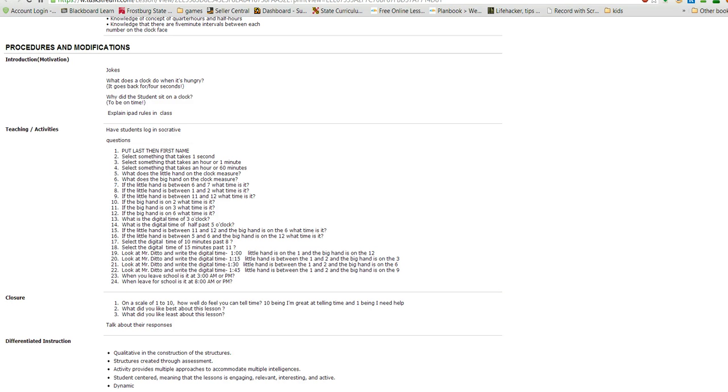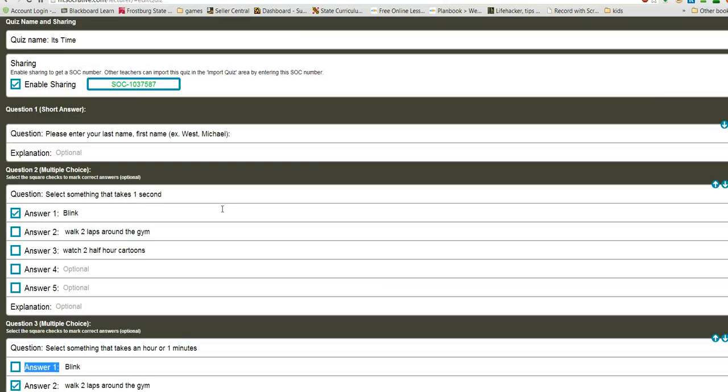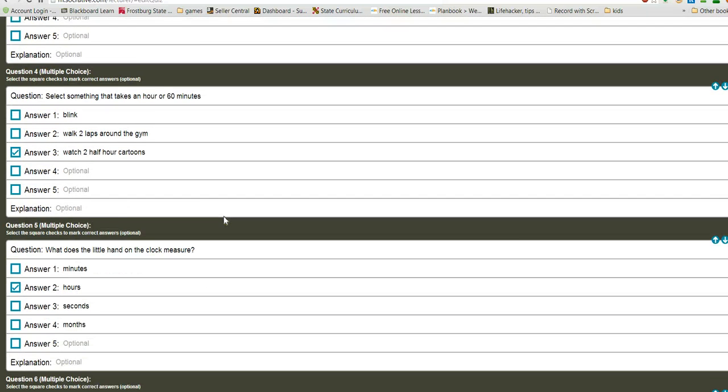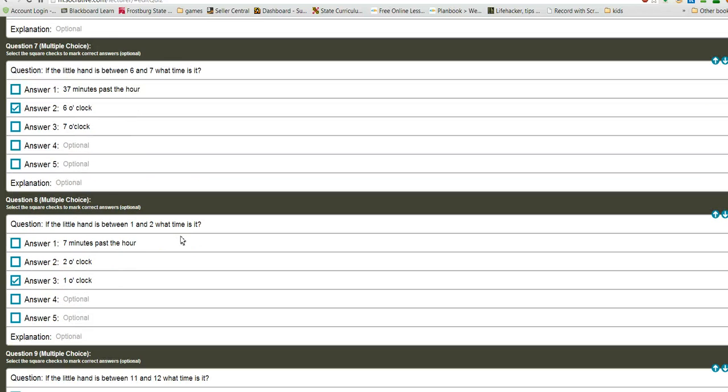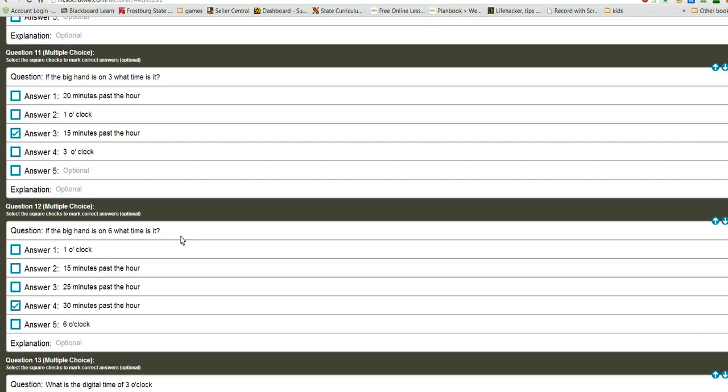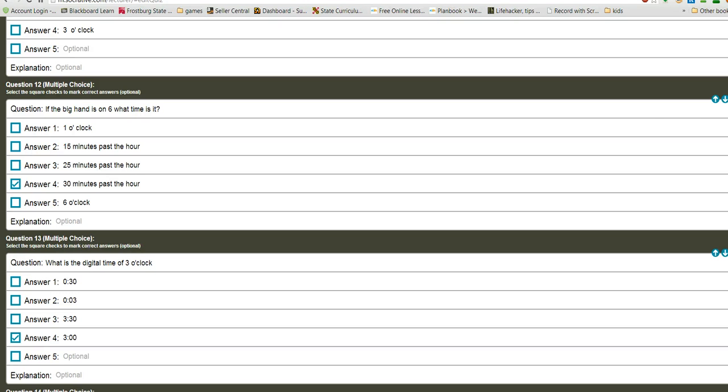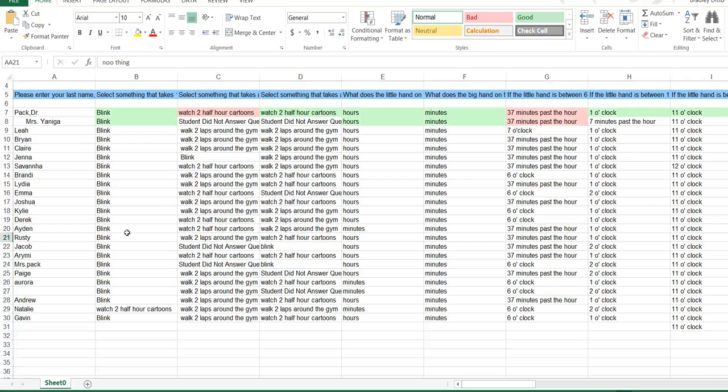Now let's go to the actual test here. As you can see, some of my things were the questions that were asked on the clock. This is what it looks like in Socrative. I even have the results that I downloaded, because this is what actually comes to me.